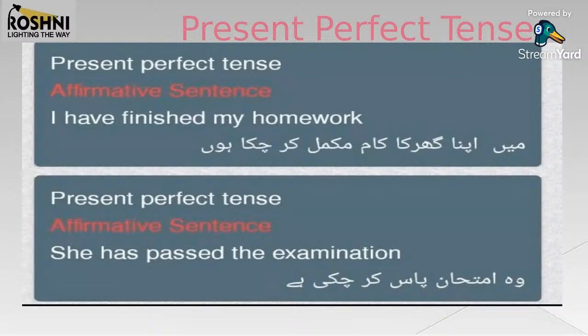Okay. फॉर एग्जाम्पल मैं अपना घर का काम मुकम्मल कर चुका हूँ. आई हैव फिनिश्ड माई होमवर्क. वो इम्तिहान पास कर चुकी है. शी हैज़ पास द एग्जामिनेशन. मैं अपनी ऑनलाइन क्लास ले चुकी हूँ. आई हैव टेकन माई ऑनलाइन क्लास. ठीक है. आई हैव एक्सप्रेस थर्ड फॉर्म ऑफ वर्ब नाजिया. आई हैव एक्सप्रेस्ड माई फीलिंग्स. वेरी गुड. वेल डन. ही हैज़ बीन.